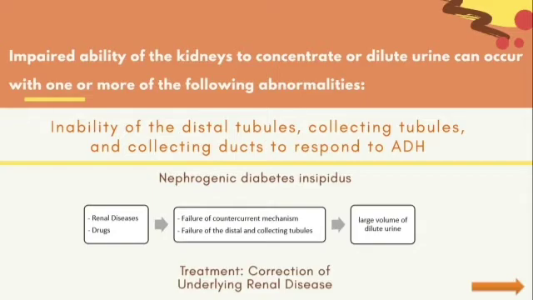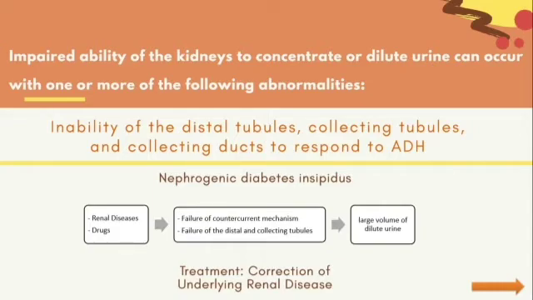This can be due to the failure of the countercurrent mechanism to form a hyperosmotic renal medullary interstitium or failure of the distal and collecting tubules and collecting ducts to respond to ADH. In either case, large volumes of dilute urine are formed. Also, there are many types of renal diseases that can impair the concentrating mechanism, especially those that damage the renal medulla. In addition, certain drugs were also found to impair the functional ability of certain parts of the nephron.